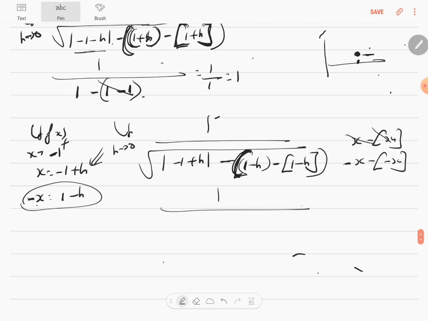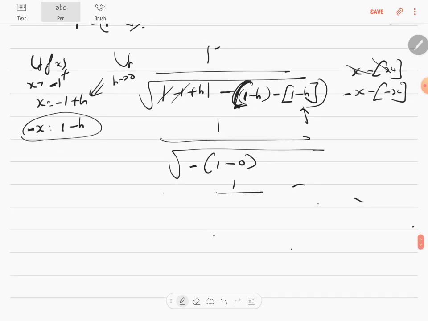So 1 by this is getting cancelled, and h is also becoming 0, so this is becoming 0. What about what is in the bracket? It's 1 minus h, and 1 minus h will be less than 1, which means it's less than 1, and so then the answer for that will be 0. So this will be minus 1 minus 0. So it will be 1 by root of minus 1.